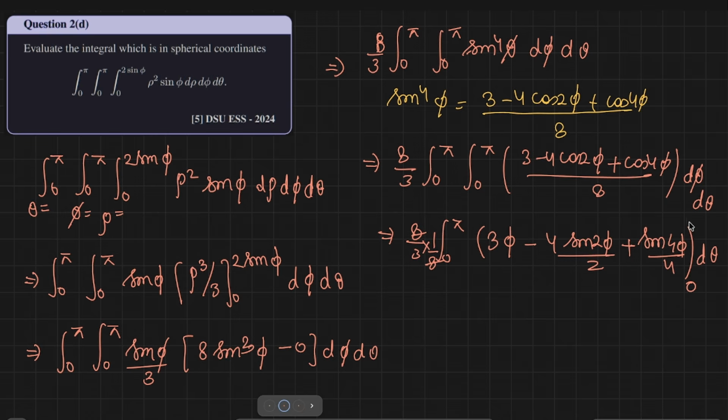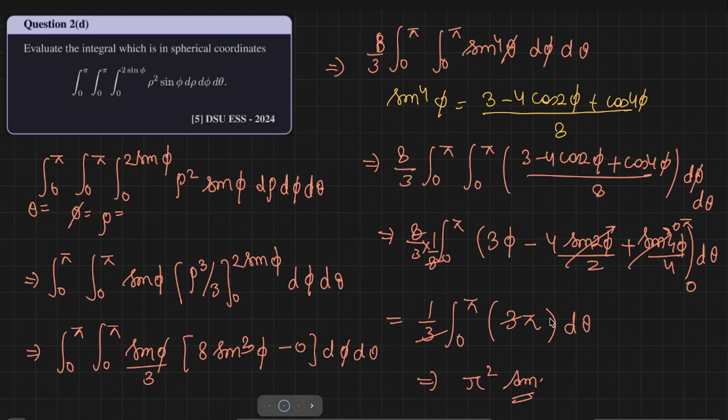Now the limit of phi is 0 to pi. So 8 and 8 get cancelled. So this is 1 by 3, 0 to pi. Put the value. This is 3 pi. This will be 0. This will be 0. So it's 3 pi d theta. When you solve this, 3 and 3 get cancelled. Again, the solution is pi square. So this is how you can solve this triple integral, but this was an important concept.